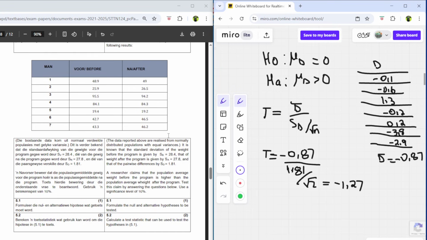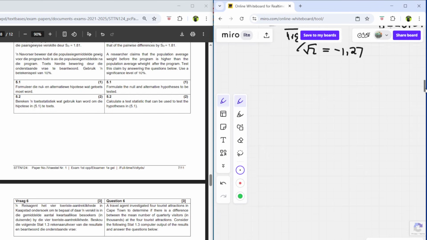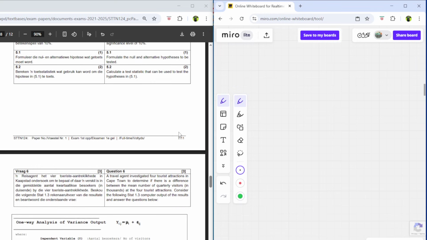Minus 1.27, and that is the end of study unit 3 as asked here. If they give you the p-value, you compare the p-value against the significance level, and then you can make a decision and draw conclusions. So in this case they didn't give us one, so I'm going to leave it at that.